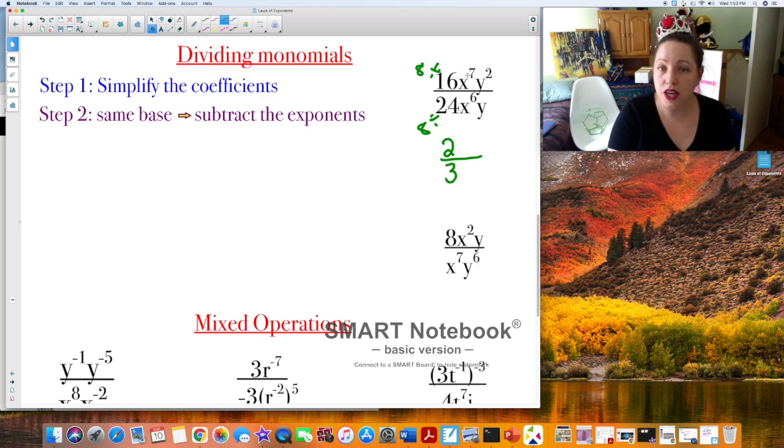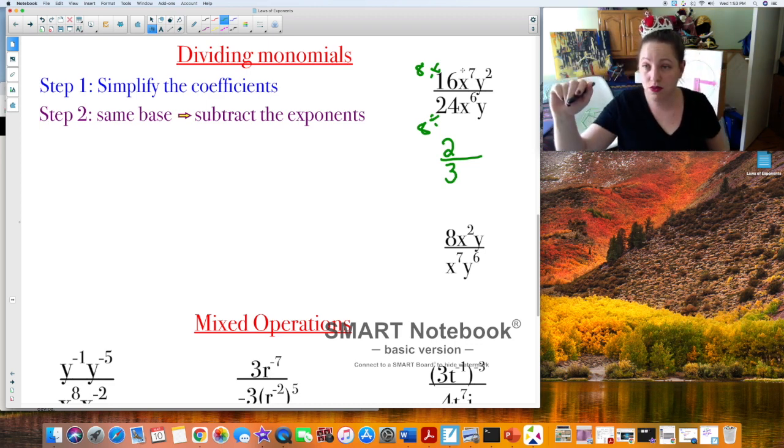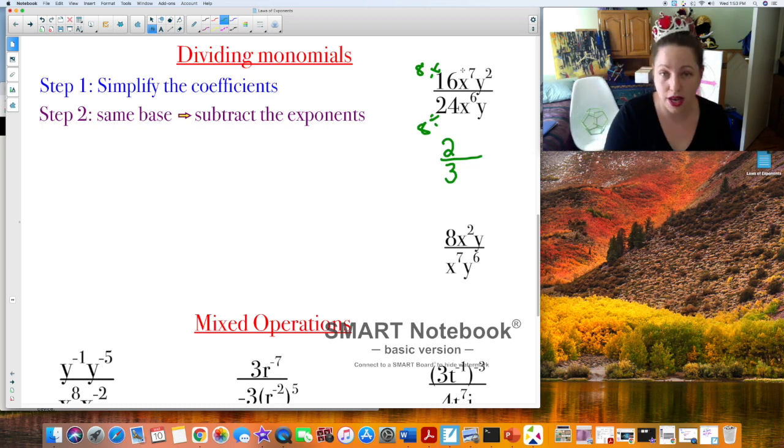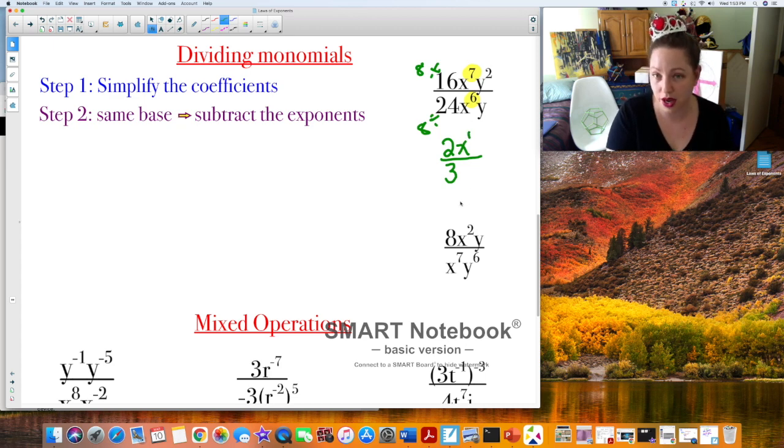Now I want to think about the exponents. So you would have 7 x's on top, 6 on the bottom, so 6 of them would cancel, right? Leaving you with just 1 x on top. Really what you're doing is subtracting the exponents. So the shortcut is, when the base is the same, you subtract those exponents. And so this would be 7 minus 6, which is 1. So you have x to the first, or just x left on top.